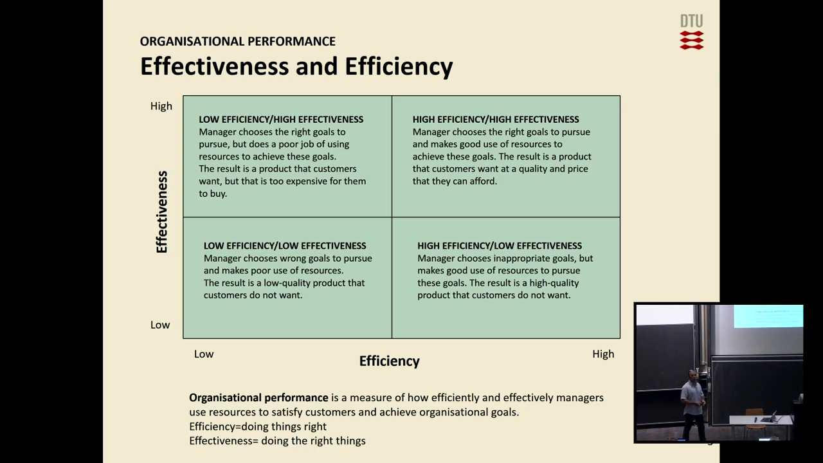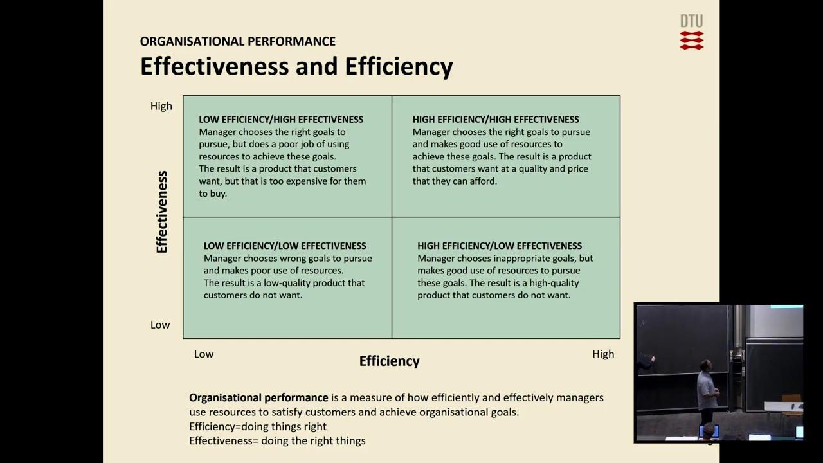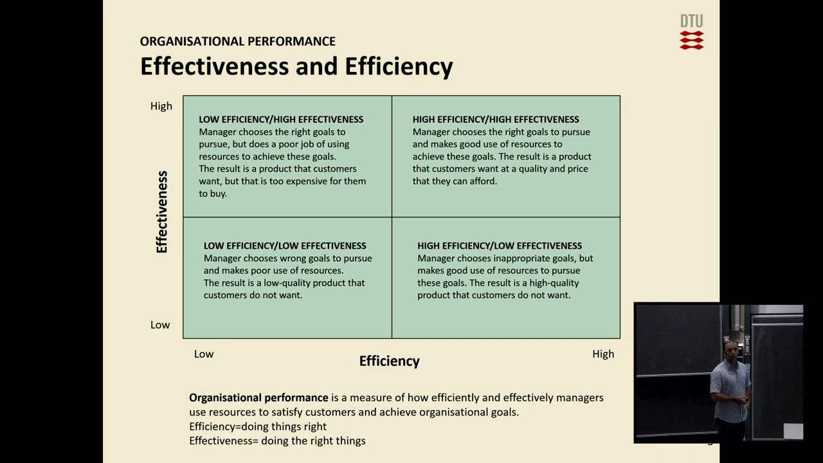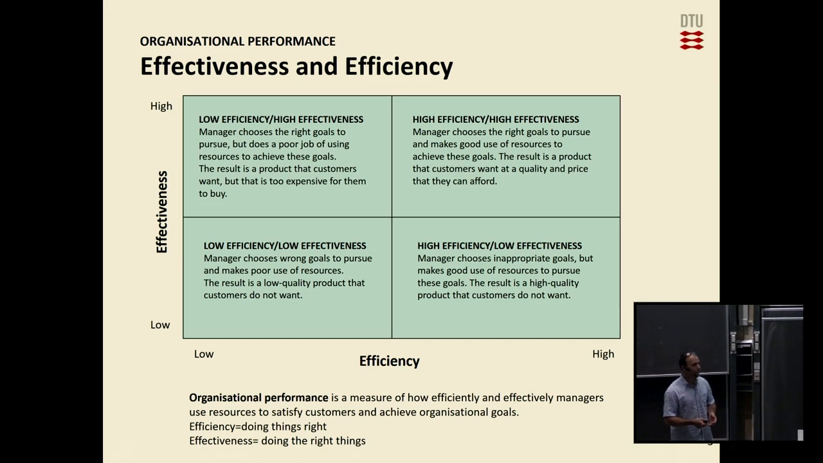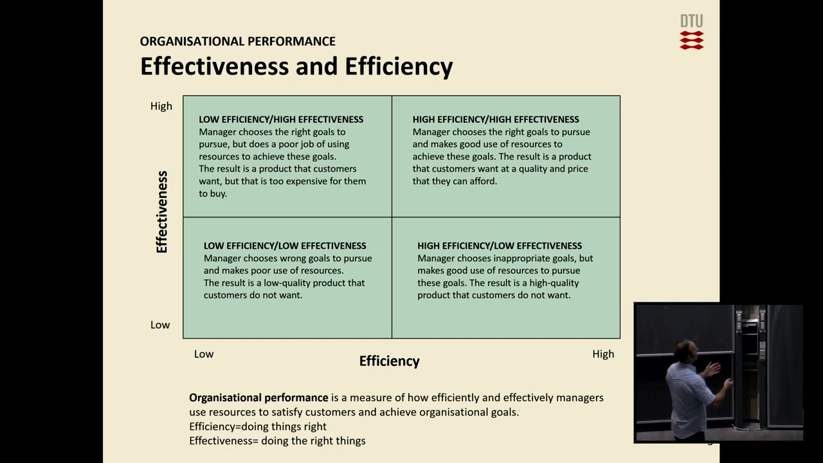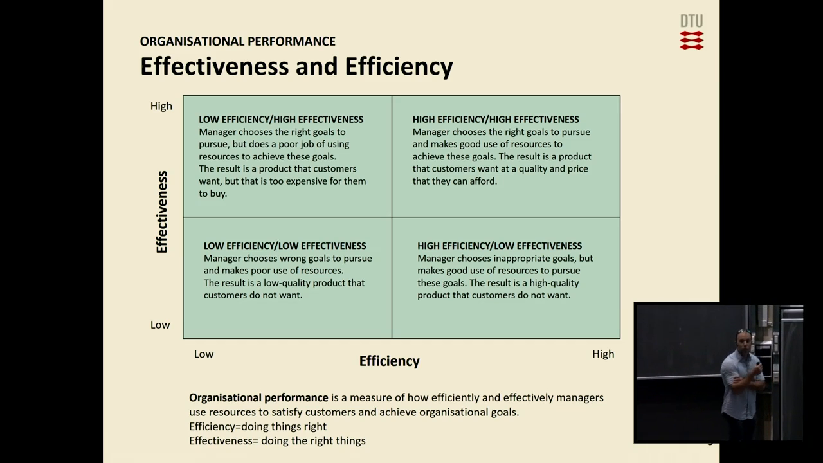So efficiency is mainly about doing things right. That is, you use the least amount of resources to produce a given good. Effectiveness, that's a different measure. That's about doing the right things. So in a given situation, how do you act upon the market? Are you doing the right things to reach your customers or your clients? So that's the matrix that you can use as a tool to understand your strategy.